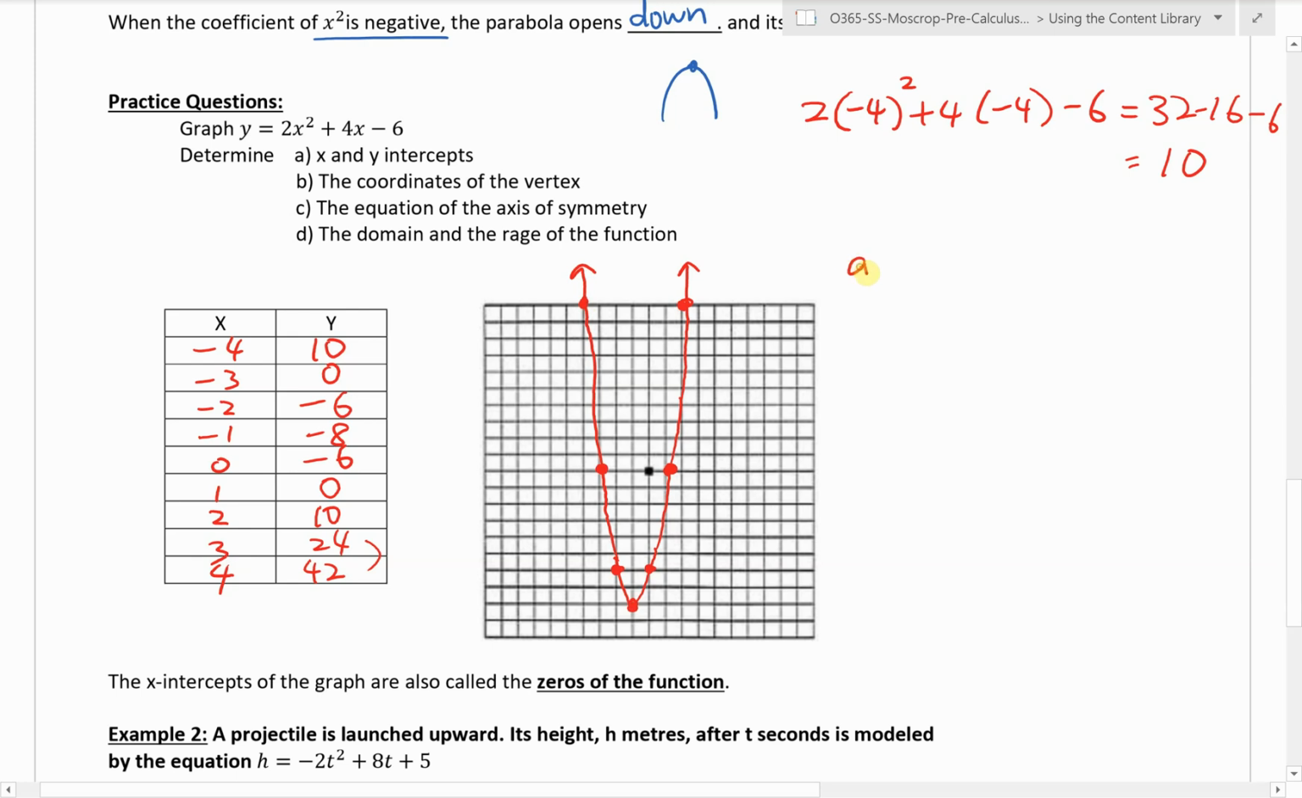All right, part A, X-intercepts and Y-intercept. We can actually look from our graph or from the table. The X-intercepts are negative. Remember, X-intercept means when Y is 0. So that's right here and right here, right? So negative 3, comma 0 and 1, comma 0. The Y-intercept happens when X is 0. That's right here. So this is 0, comma negative 6. That's the Y-intercept.